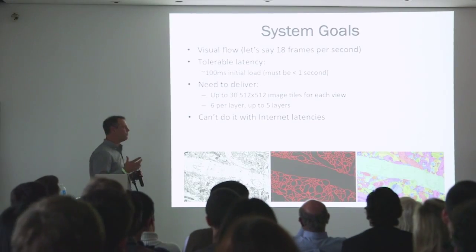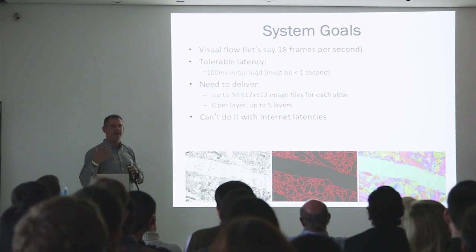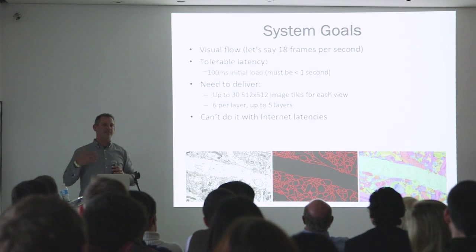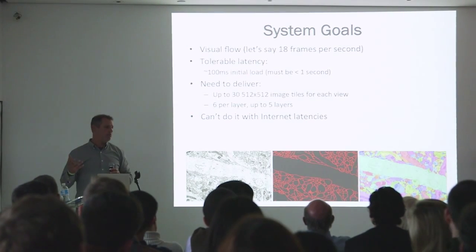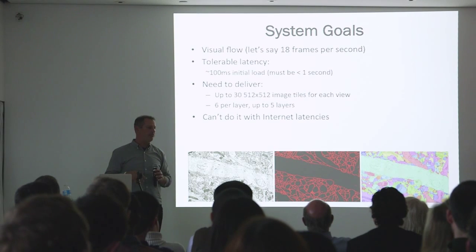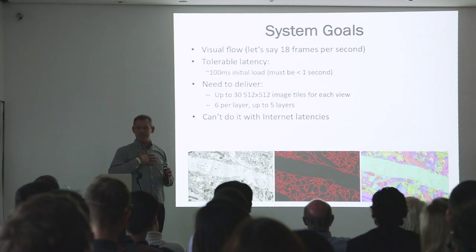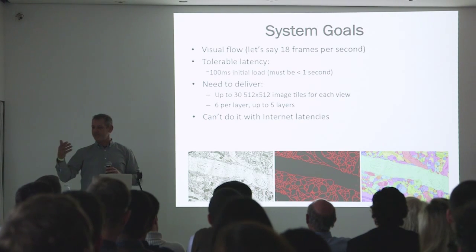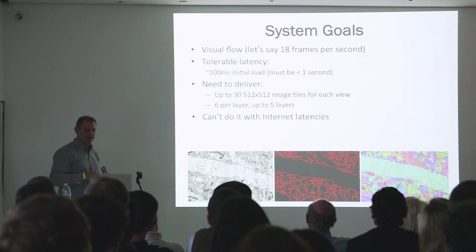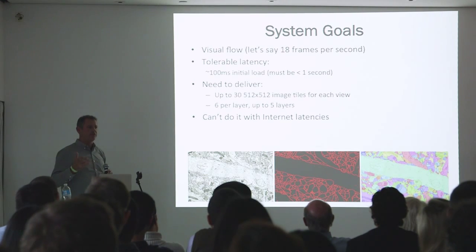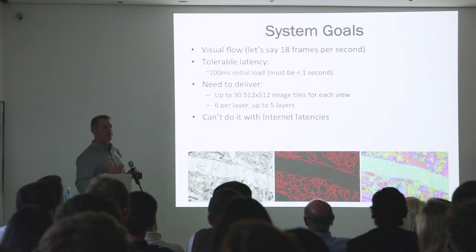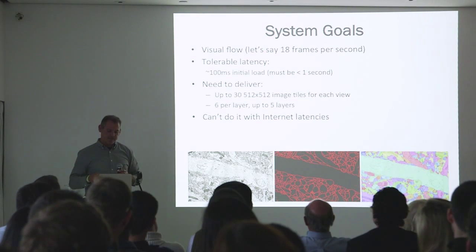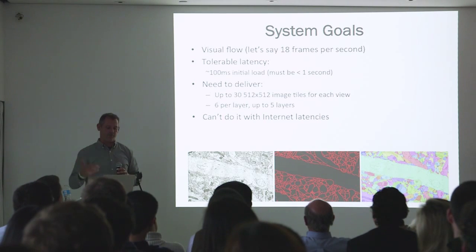Except we have some system goals. And the system goals are to provide a good user experience on viewing tiles. And so this includes things like having some visual flow when you interact with the data. So that means providing, let's say, 18 frames a second. I'm not a human factors person. I picked this from a website that says 18 frames per second is visual flow, but it's at least 10 and fewer than 60. And some tolerable latency. So 100 milliseconds to first byte would really be ideal, and less than a second to stay within human patience and the perception of the system responding to them.